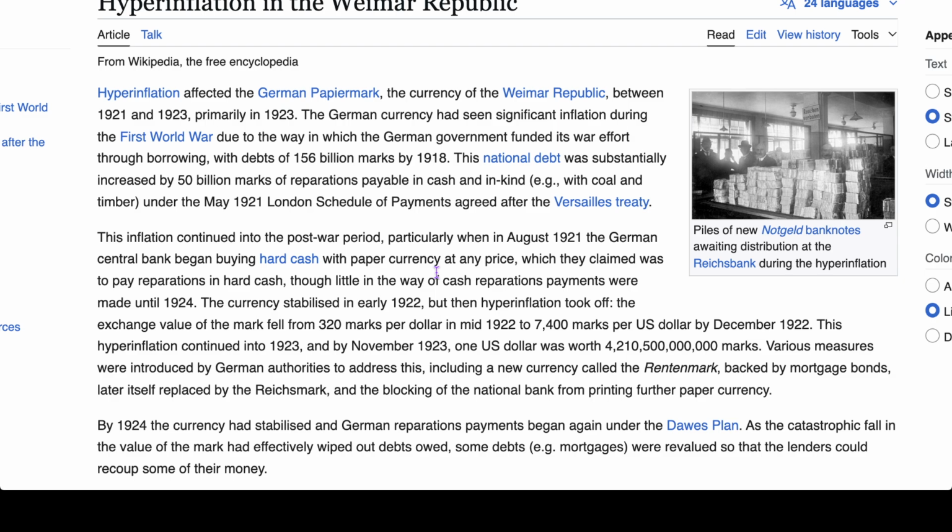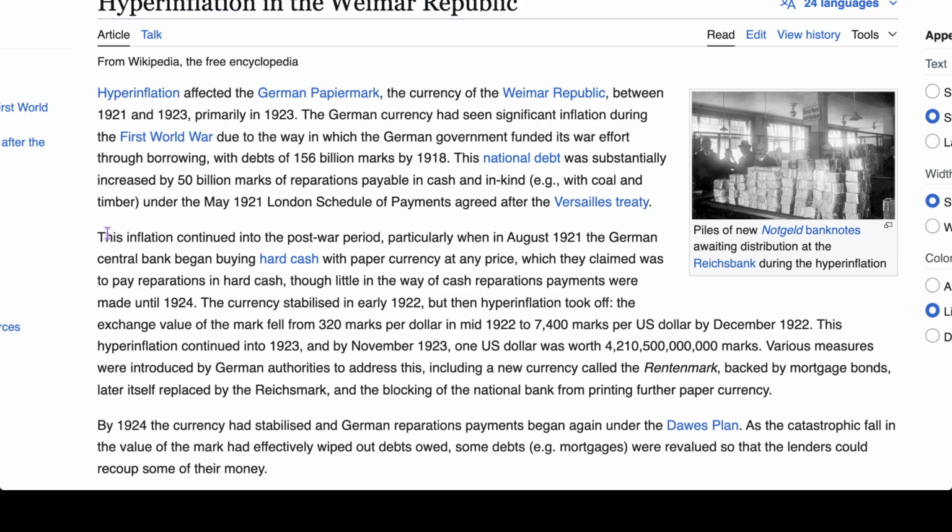So hyperinflation impacted the German paper mark, the currency of the Weimar Republic, between 1921 and 1923, mostly in 1923. The German currency had significant inflation during the First World War due to the way in which the German government funded its war effort through borrowing. With debts of 150 billion marks by 1918, the national debt was subsequently increased by 50 billion marks. And of course, reparations payable in cash, okay? And again, taking raw commodities like coal, timber, under the May 1921 London Schedule of Payments Agreement, the Treaty of Versailles. Now, that led to World War II, right?